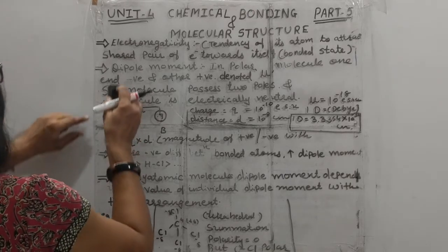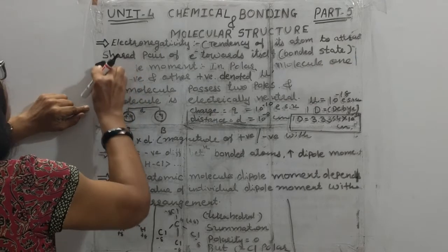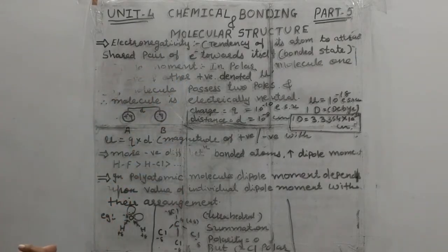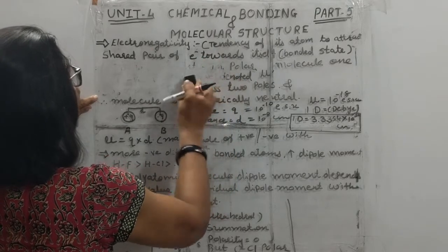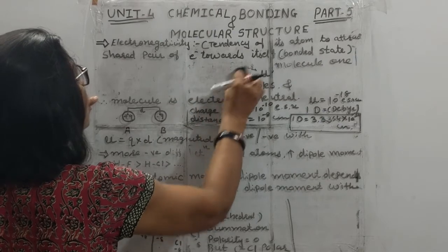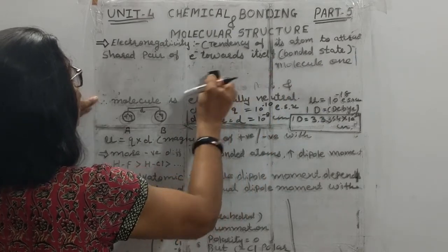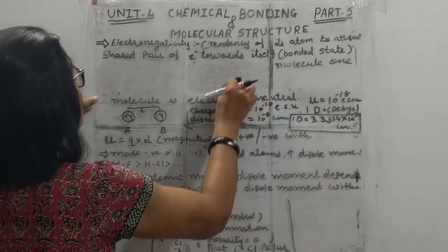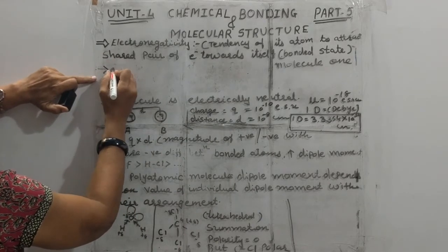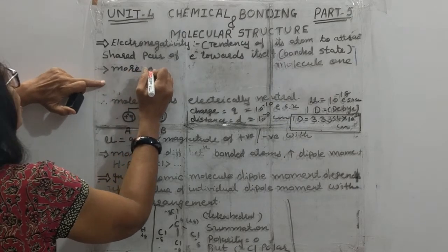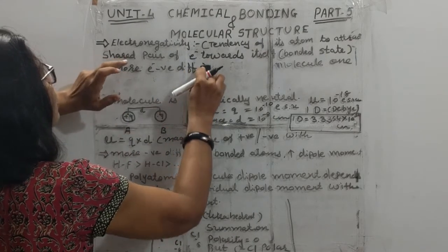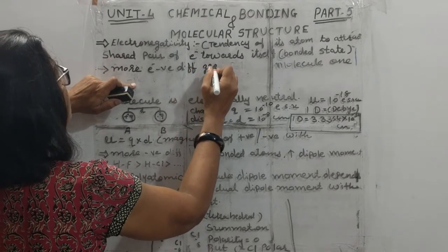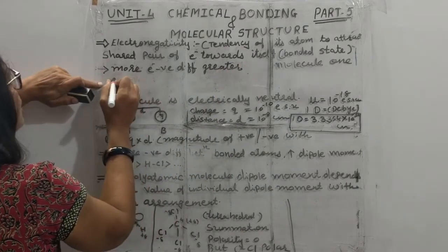And if we talk about electronegativity, the greater the dipole moment will be, students, because here it is a product. So the more the electronegativity difference, the greater is the dipole moment. Write down, students: the more the electronegativity difference, the greater is the dipole moment. If we think about HF, then here the electronegativity difference is more.